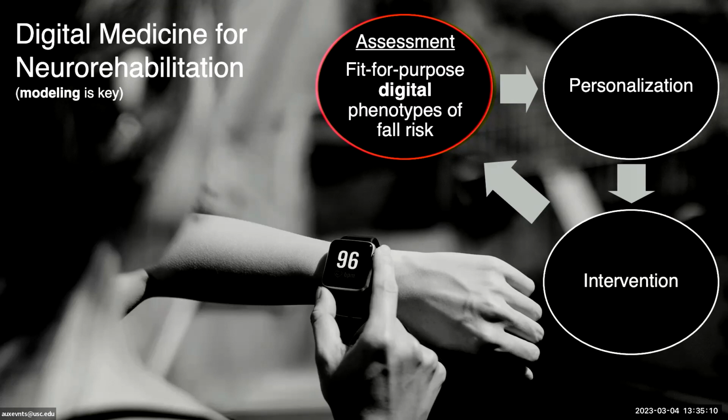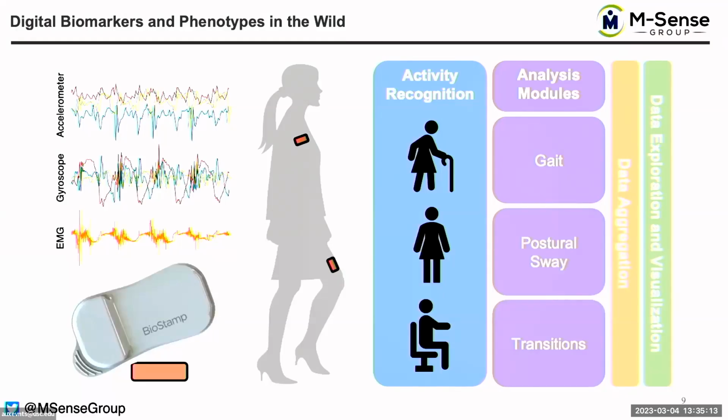But to start to dig into this a little bit, we've created a platform that we call our Digital Phenotype Discovery Platform. The idea with this platform is to continuously capture information using wearable sensors about how people are engaging in their everyday lives. We use activity recognition, so statistical modeling, to detect when people are doing things like walking, when they're standing, when they're transitioning from sitting to standing, balance challenging activities. We then have a set of algorithms that allow us to process data from those activities and characterize how people are engaging in them. We then do data aggregation and exploration and visualization of the platform.